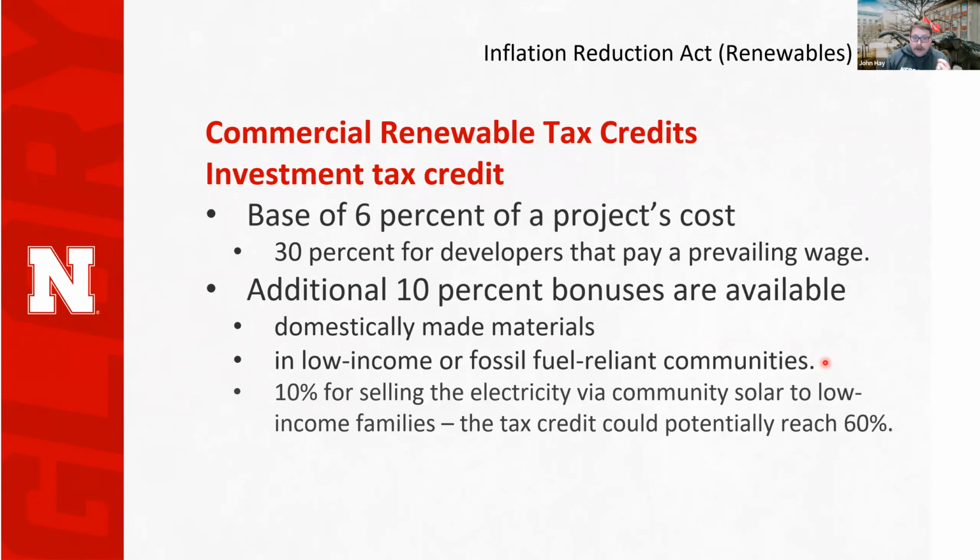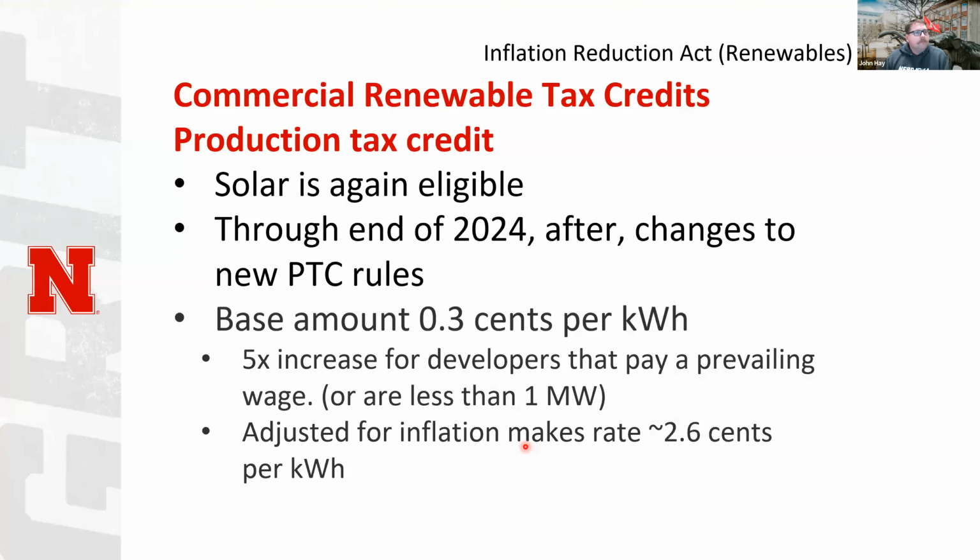So there's a lot of new companies now interested in trying to build in the United States to take advantage of that. If you build in low income or fossil reliant communities, if you sell in a community solar project, particularly to low income families, you could get these extra little 10% bonuses. This can be difficult to get some of these, but we'll see what happens when they write all the final rules.